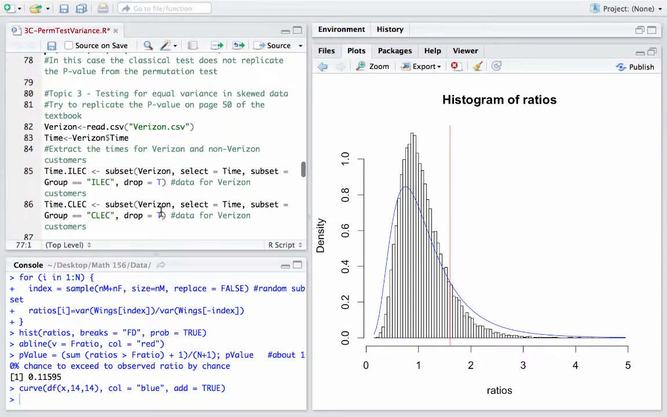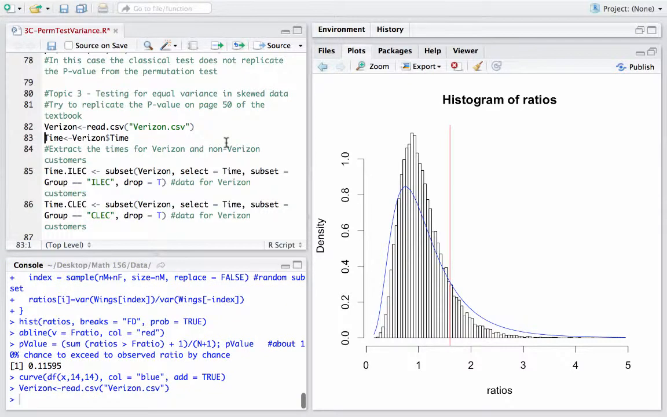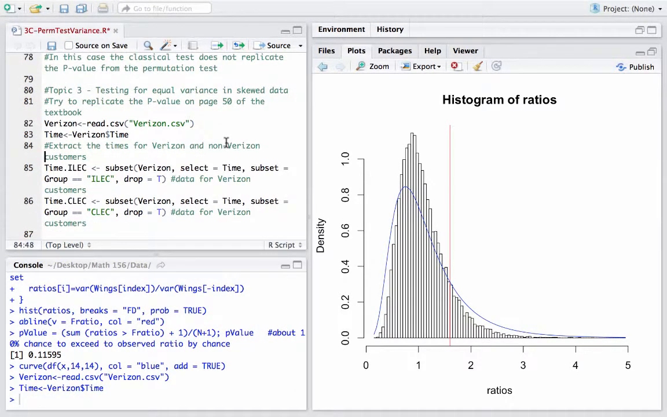So now we're going to test for equal variance in skewed data. We're going to be revisiting a data set that we know is not very normal, the Verizon data from the previous video. We'll pull out the time vector. And we're going to use the subset function now to grab the times where the group is ILEC. And this drop equals true argument tells R, take this thing that is a data frame and turn it into a vector. Remember, ILEC is the incumbent local exchange carrier.